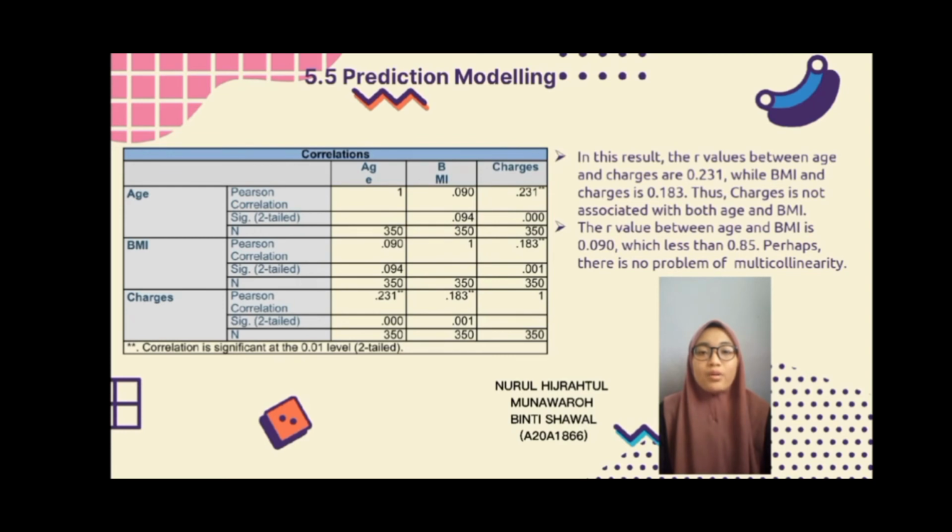I want to present about 5.5 prediction modeling. In this result, the R values between age and charges are 0.231 while BMI and charges is 0.183. Thus, charges is not strongly associated with both age and BMI. The R value between age and BMI is 0.090, which is less than 0.85. Perhaps there is no problem of multicollinearity.